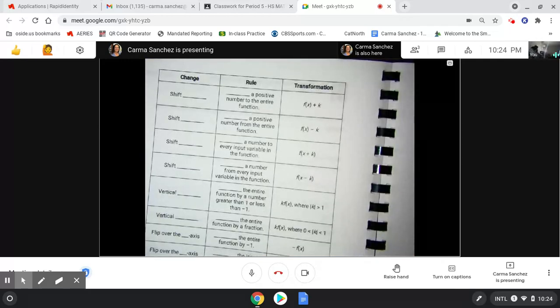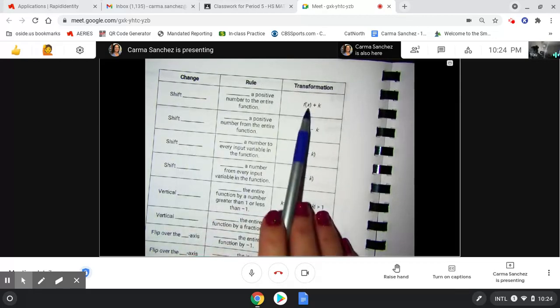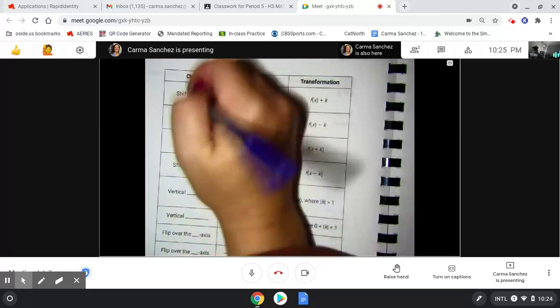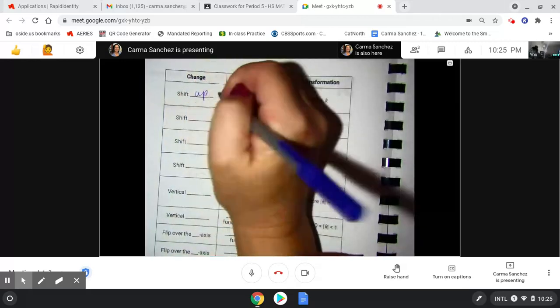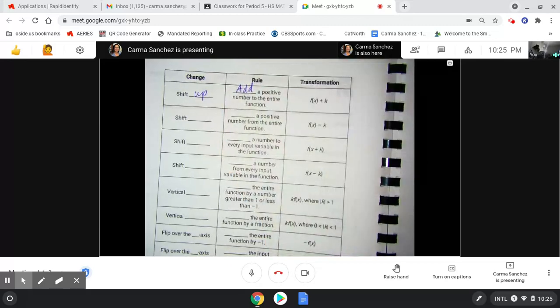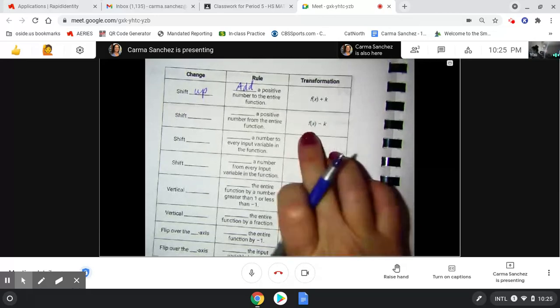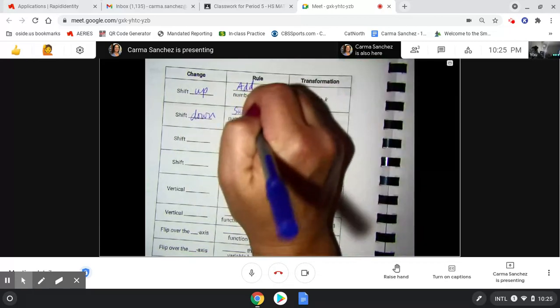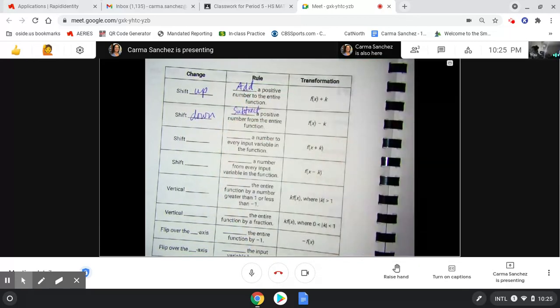Okay, so for a rule like this, f of x plus k, this would be a shift up k units. And this is when we add a positive number to the entire function. We did this a couple days ago. When it's f of x minus k, this is a shift down of the function, and it's when you subtract a value from the entire function.